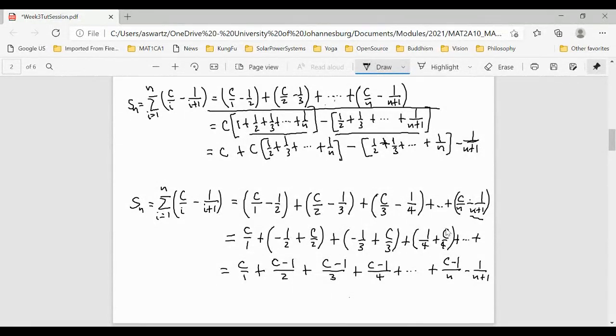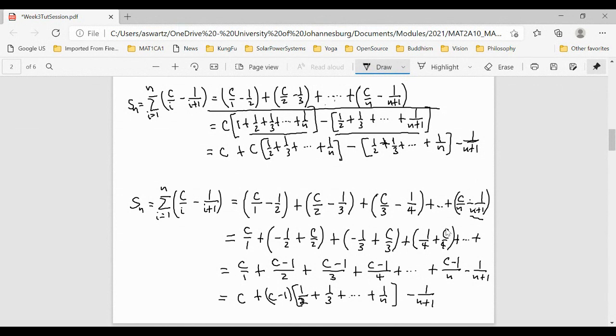So now we can rewrite this. We can factor out the c minus 1 from all of these, and we can get c plus c minus 1 times, again, something that looks like the harmonic series: 1 over 2 plus 1 over 3 plus, in the end, 1 over n. Right? Minus 1 over n plus 1.